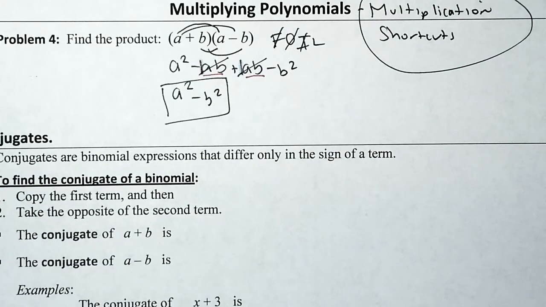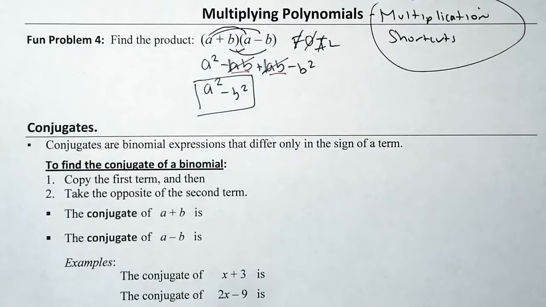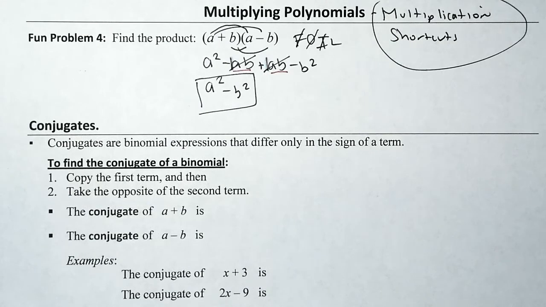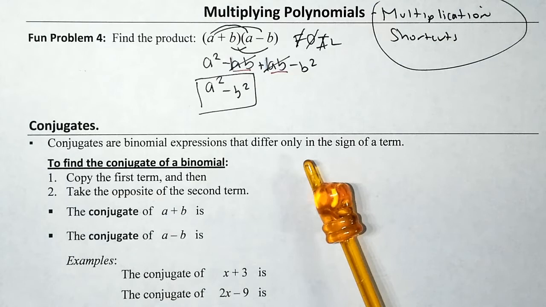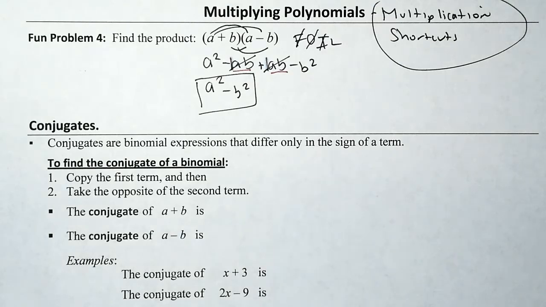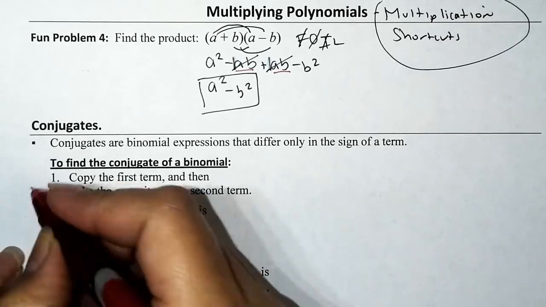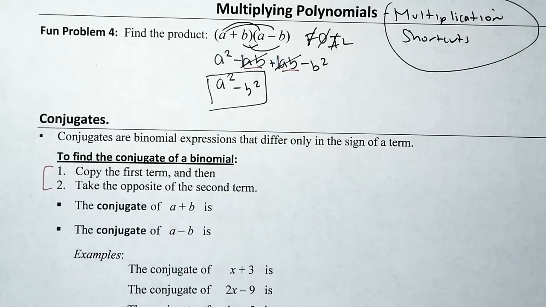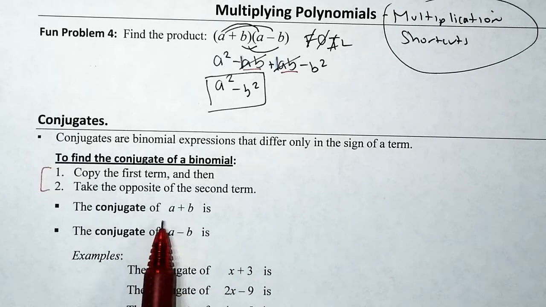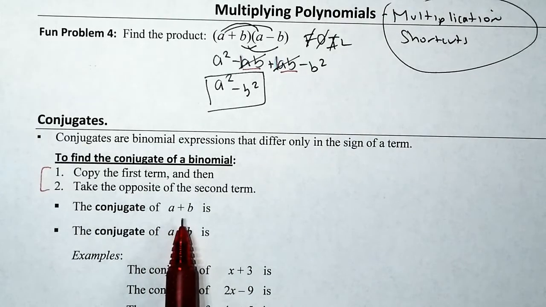Before we introduce our first multiplication shortcut, though, we have to talk about conjugates. What are conjugates? Conjugates are binomial expressions that differ in a sign. So the question is, how do we find the conjugate of a binomial? To find the conjugate of a binomial, we're going to copy the first term as is and then take the opposite of the second term.